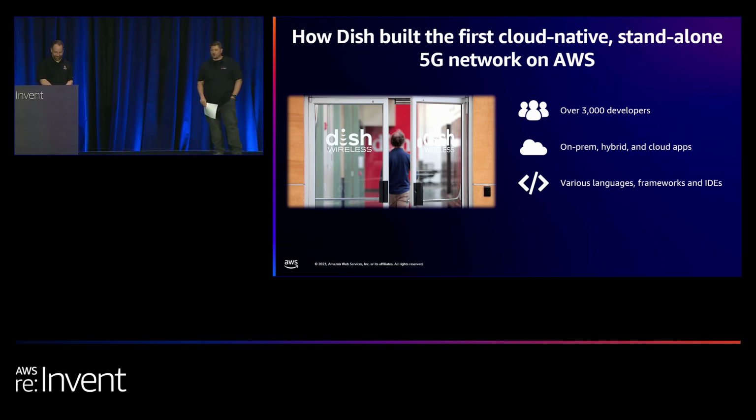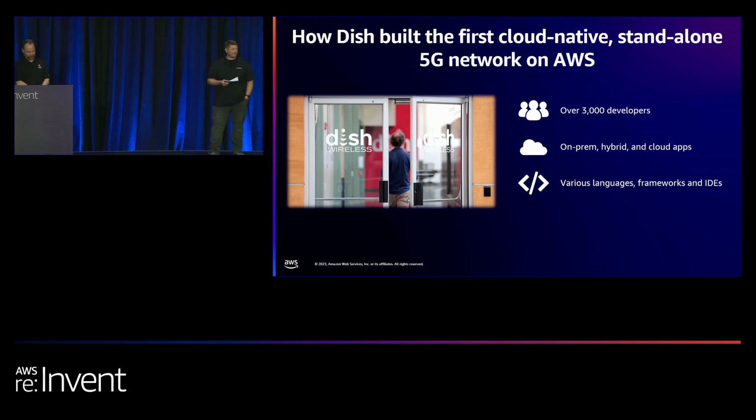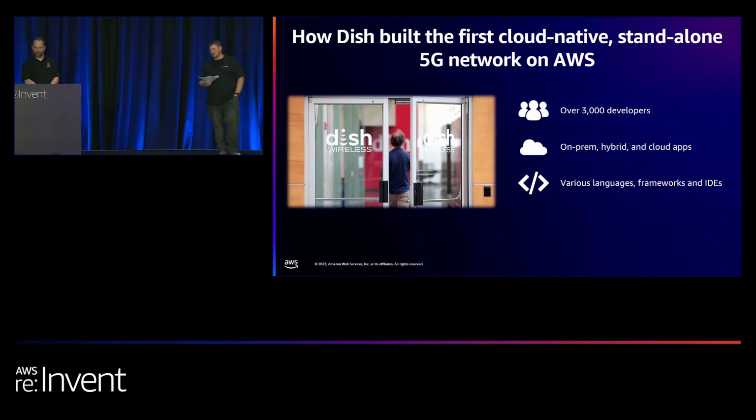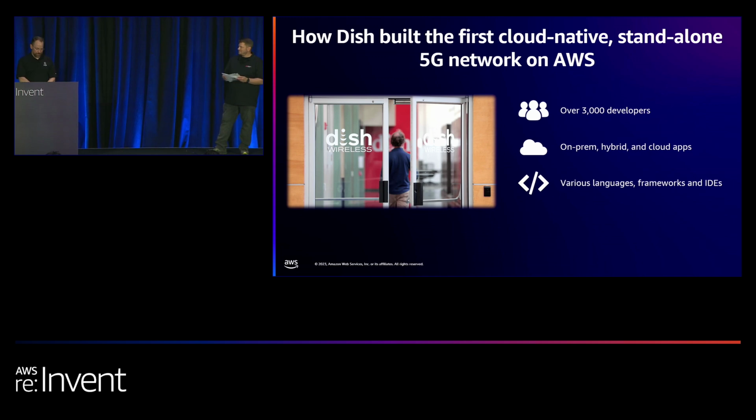Our apps are deployed on-prem, some are hybrid, and a lot of them are in the cloud. If you can think of a way to do DevOps, somebody at Dish is doing it that way. And if you can think of a programming language, somebody at Dish is using that programming language. So we have a very wide array of doing things. Yeah, I'm sure that's a situation that a lot of people probably can identify with and probably have themselves.